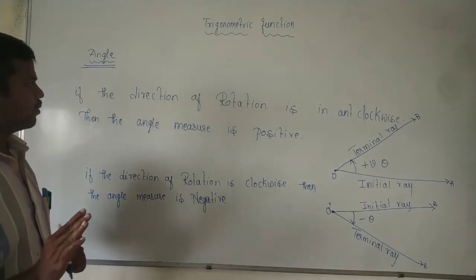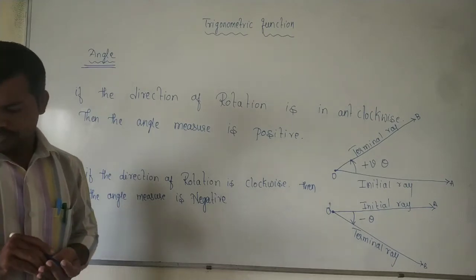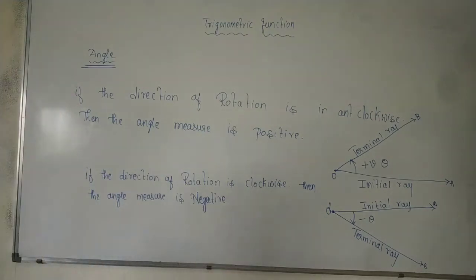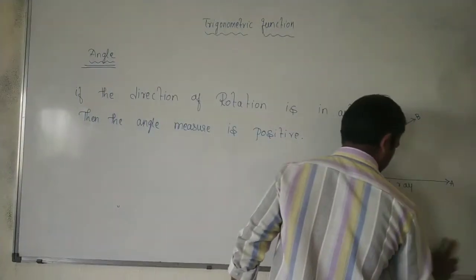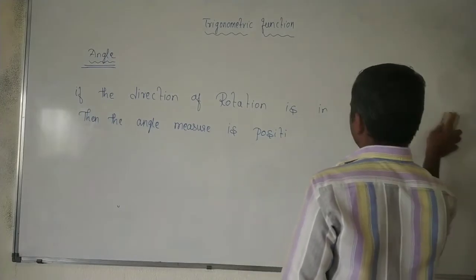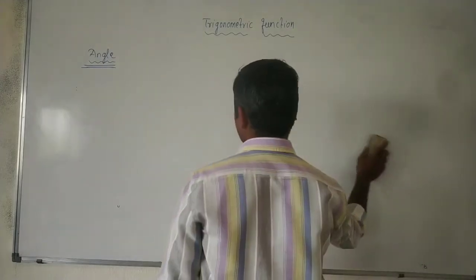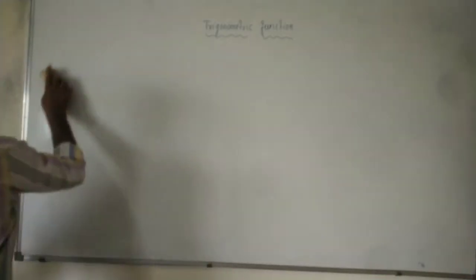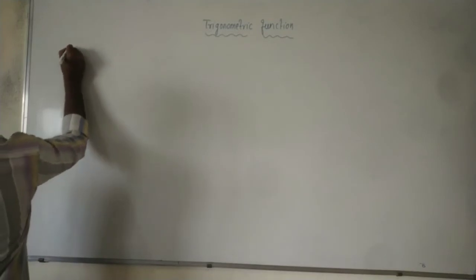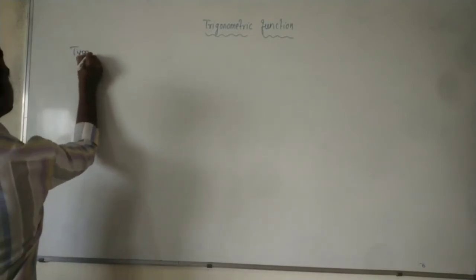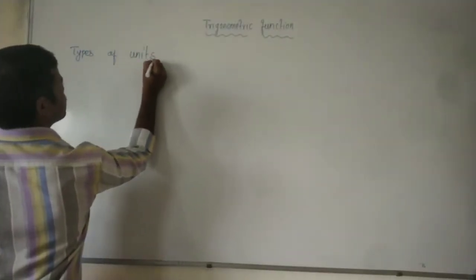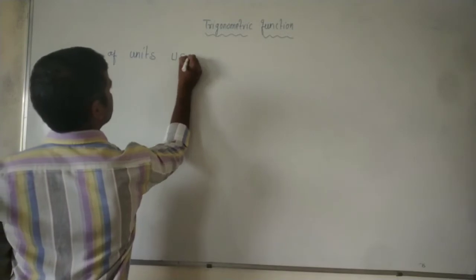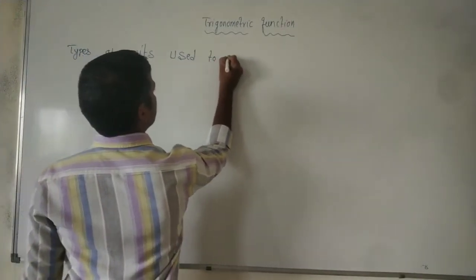So this is clear about the direction of rotation. So next after this we have to study the two different types of units used to measure an angle.